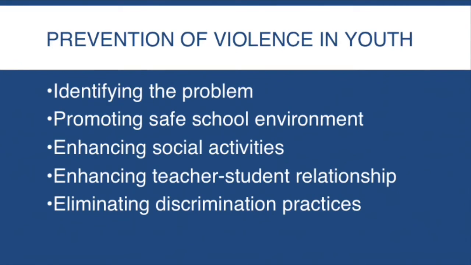Prevention of violence. Prevention is key. Early identification of students who are experiencing bullying or violence at home, etc., need intervention as early as possible to be able to avoid them escalating to violence. Promoting a safe school environment, engaging social activities. These things will help foster confidence in our students and a feeling of community.